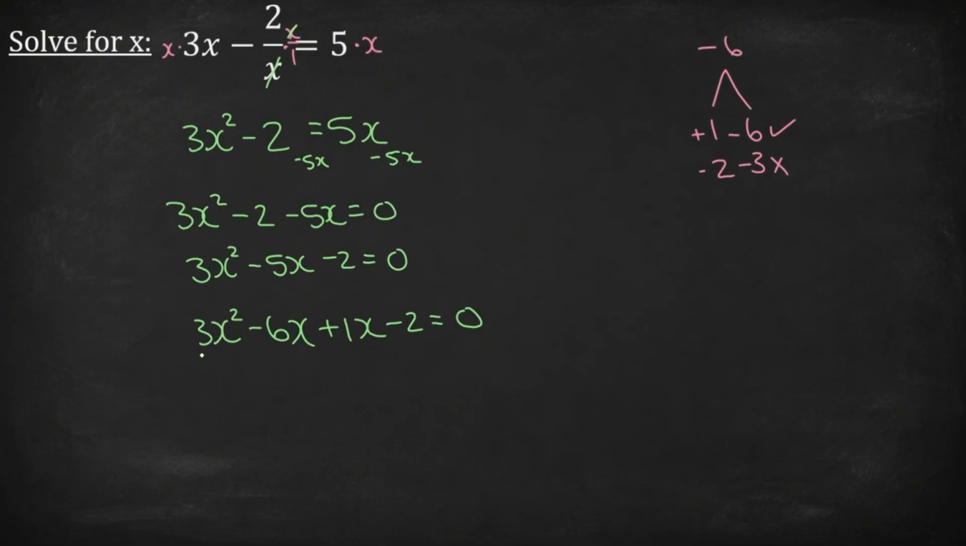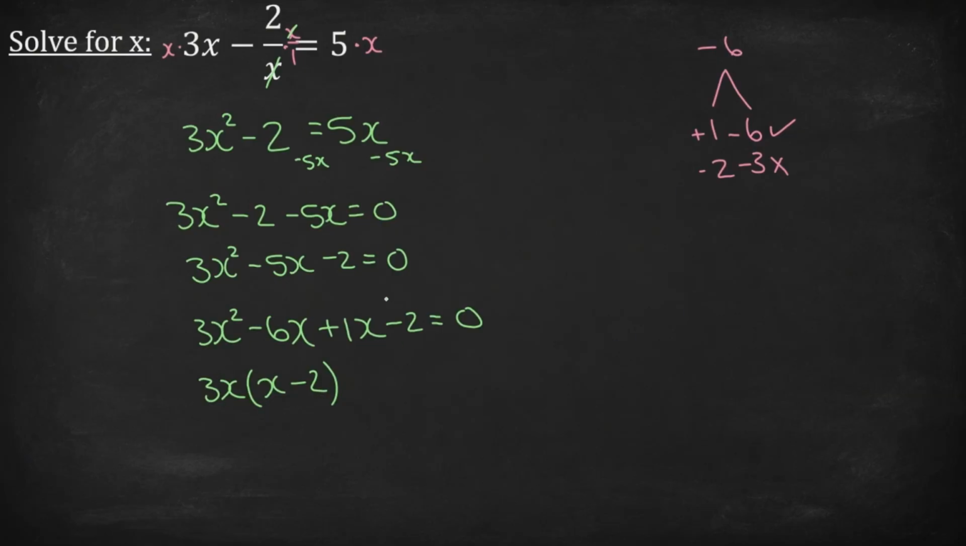Now I'm going to use the grouping method. So I'm going to treat this as a group and this as a group. In the first group, I'm going to take out 3x as a common factor. So what is left? X minus 2. How did I get that? 3x squared divided by 3x. The 3's cancel. If I cancel this x, I'm left with one of the x's. And negative 6x divided by 3x, the x's cancel, and 6 divided by 3 gives us 2.